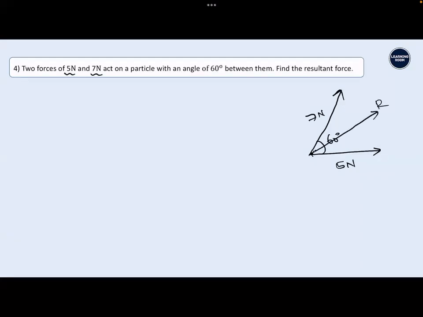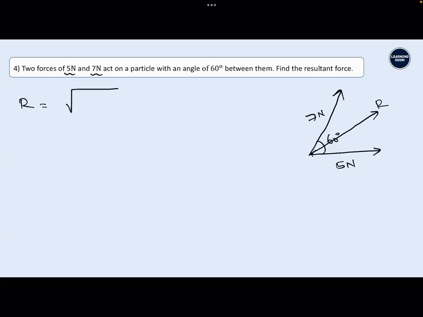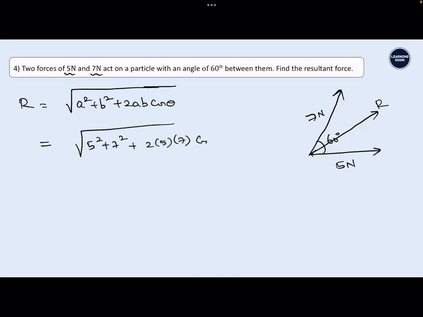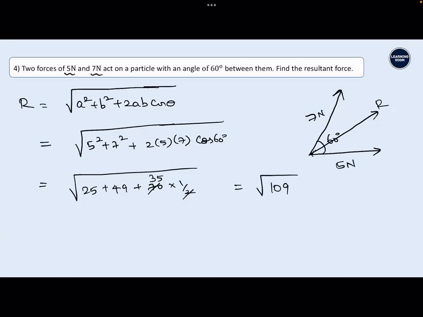Then if I have to find the resultant, R will be equal to root of A square plus B square plus 2 times AB cos theta. This is going to be root of 5 square plus 7 square plus 2 into 5 into 7 into cos of 60 degrees. This will be square root of 25 plus 49 plus 70 into half. It will cancel, 35. So 35 plus 25 is going to be 60. 60 plus 49 is square root of 109 Newton.